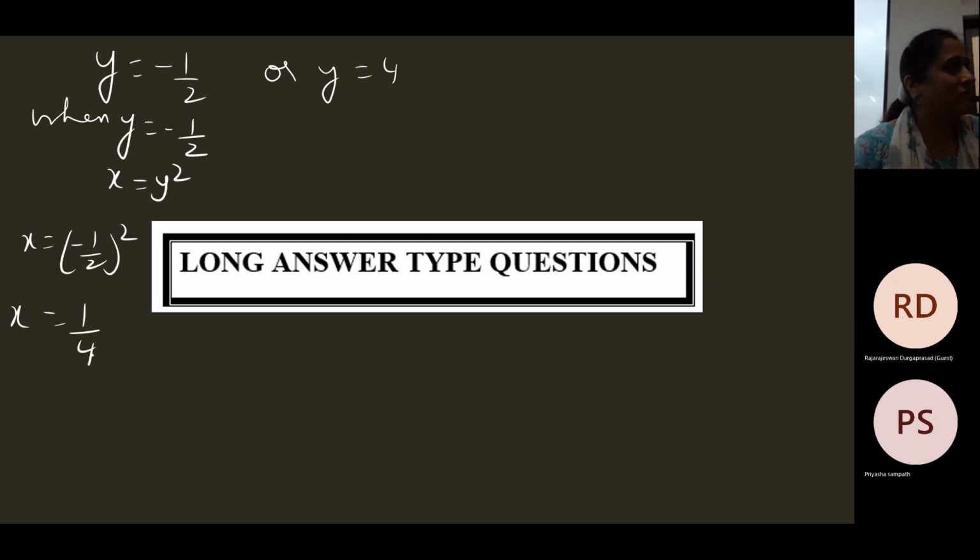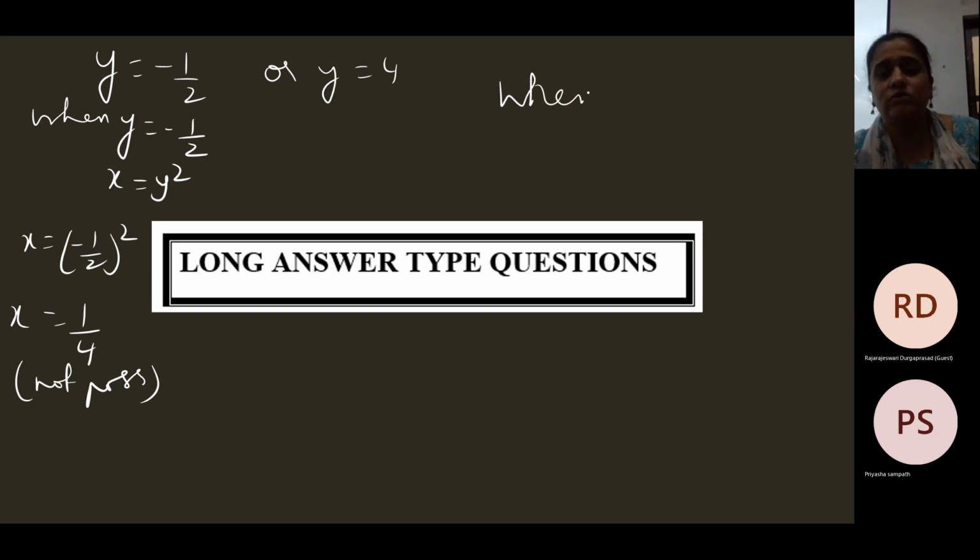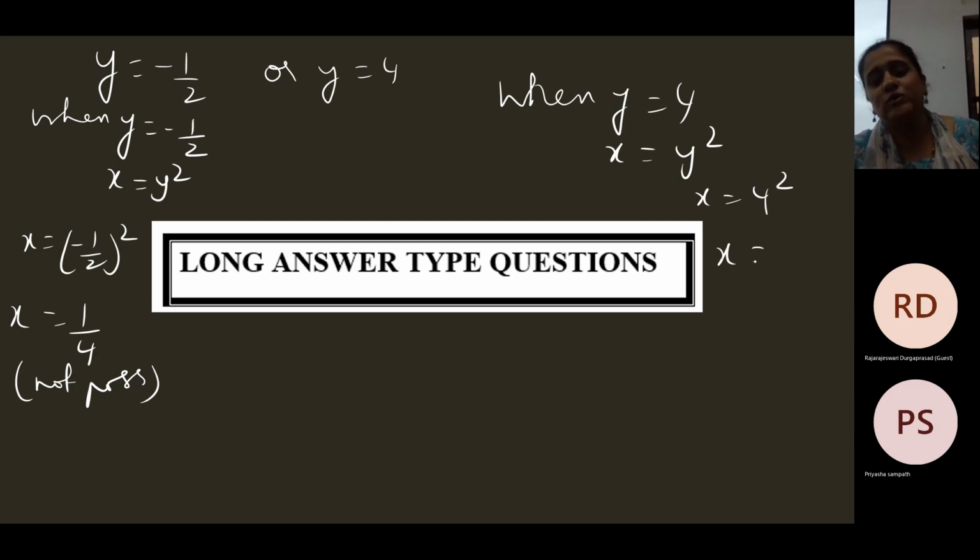1 by 4 swans is not possible. So this is not possible. When y is equal to 4, x is equal to y square, x is equal to 4 square, x is equal to 16. So the total number of swans is 16.